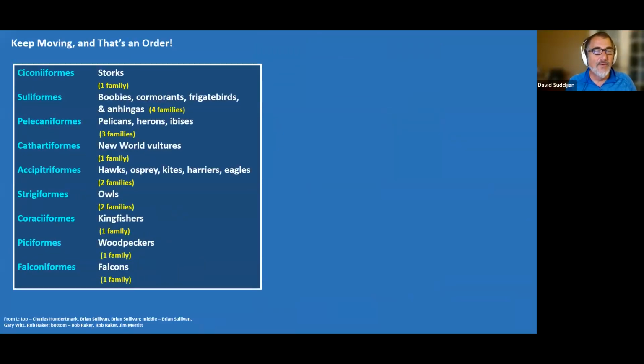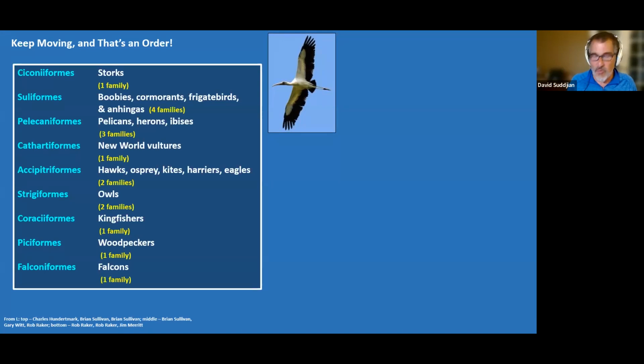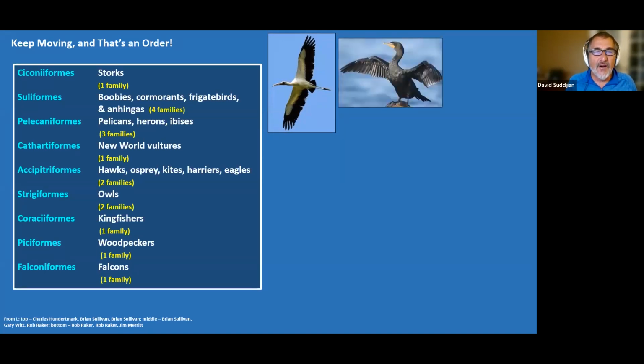So let's keep it moving down our taxonomic list. After the loons comes Ciconiiformes. That's the storks, so big guys. Wood stork is the only one that's been recorded in Colorado. I'm not sure if there's just one record or more than one, but pretty rare. And then Suliformes is our cormorants, boobies, frigatebirds, and anhingas. Now, except for the cormorants, the rest of these are rare in our state, but there are 4 different families in Suliformes.